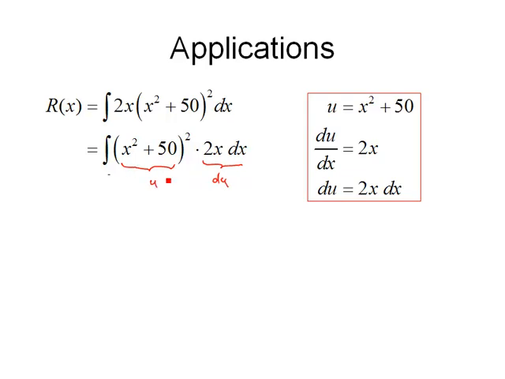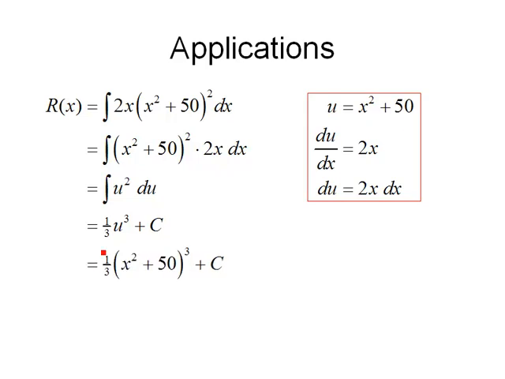So we have our u here, and 2x dx becomes du. When I plug these u's in, I'm going to have the antiderivative of u squared du, and using the power rule, that becomes 1/3 u cubed plus c. To finish off this problem, now we need to put the u in. So we get 1/3 times the quantity x squared plus 50 cubed plus c. We've got our antiderivative. Here's the revenue function. But to find the constant of integration, we're going to have to use that information we had about 3 planes.